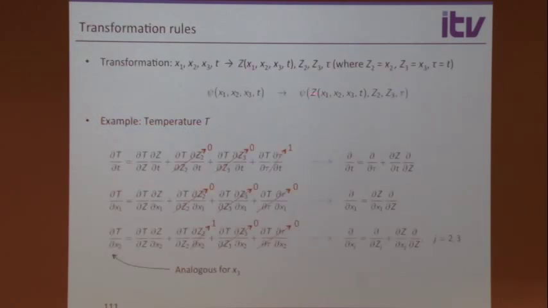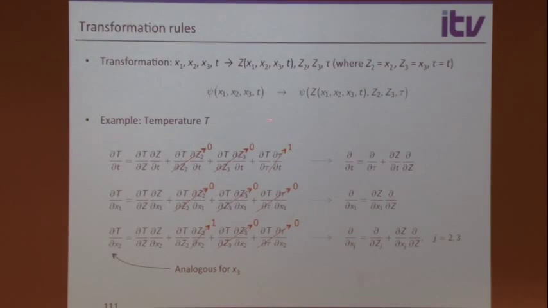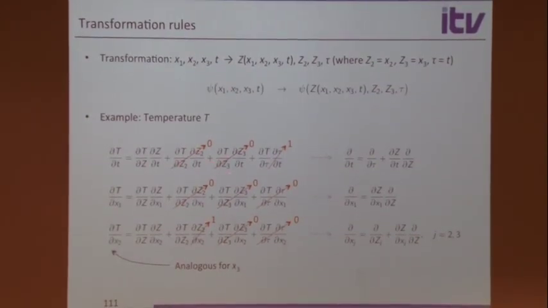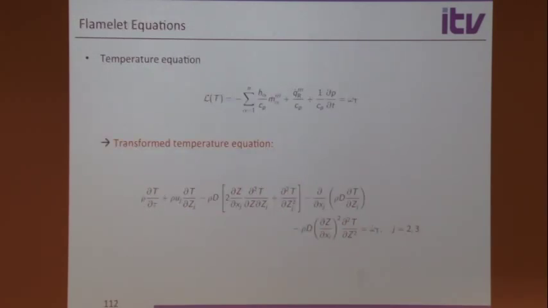And then these are the transformation rules. This is all written in a little more detail than what we did last time. You see here all these individual terms, and you see some of these terms drop out, and some of these terms still remain. And then these are the final transformation rules. We plug these in, and then this is the equation we get.